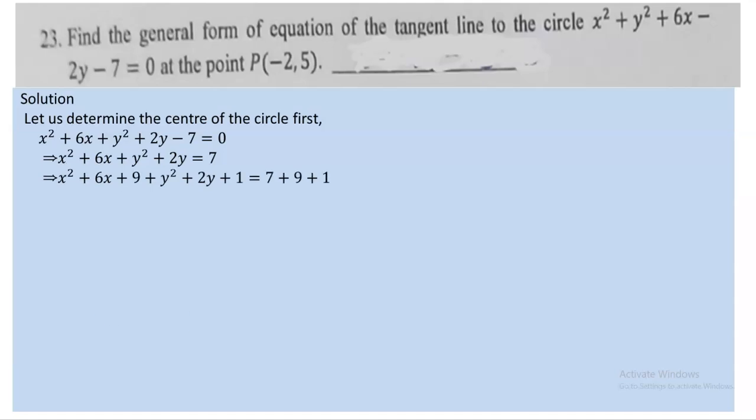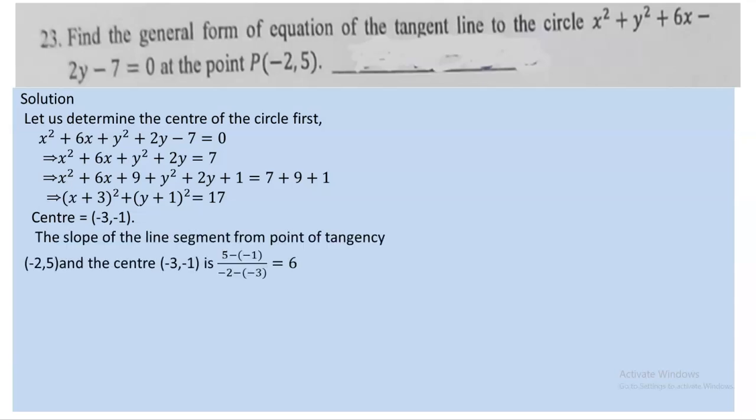So this comes because half of 6 is 3, square is 9, half of 2 is 1, square is 1, and then 9 and 1 are added. So you need to add these two on 7. And next from this, we have (x + 3)² + (y + 1)² = 17, because the sum of the squares of these makes x² + 6x + 9, and the sum of the squares of these makes y² + 2y + 1. So when you add this, you do have 17. So clearly, the center for this is the point with coordinates (-3, -1).